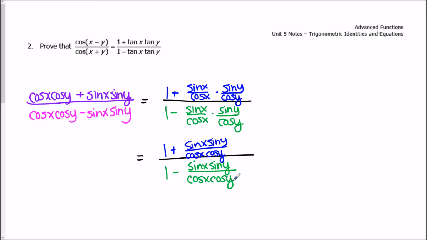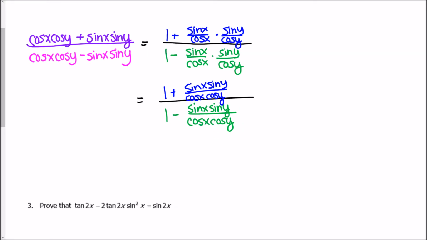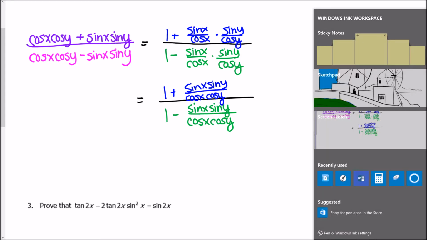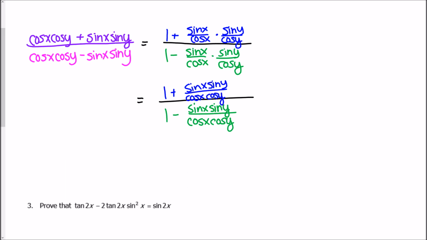Okay? Then what I'm going to do here is make this so I don't have fractions within fractions, so I don't have complex fractions. So I'm going to multiply by my common denominator. If I take a look at what I have here, my common denominator is cosine x, cosine y. So I'm going to multiply by cosine x, cosine y over cosine x, cosine y.